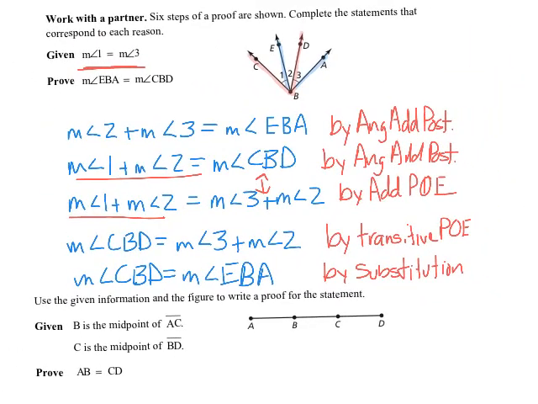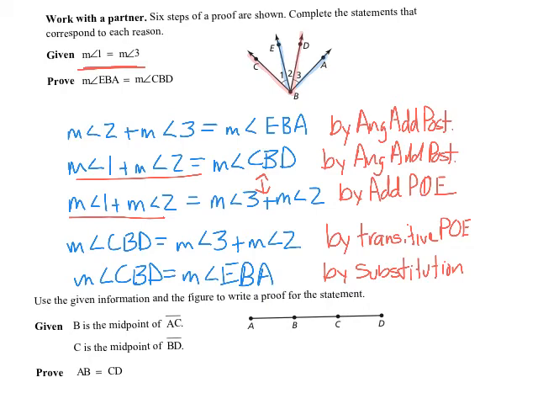And that's what I was trying to prove, right? Measure of angle EBA is equal to the measure of angle CBD. So you have to be a little bit, how do I put this? You have to be a little bit creative on how you get there, okay? You can always try to work backward. You can always try to kind of move forward and backward, those different types of things, to kind of try to work there, okay?